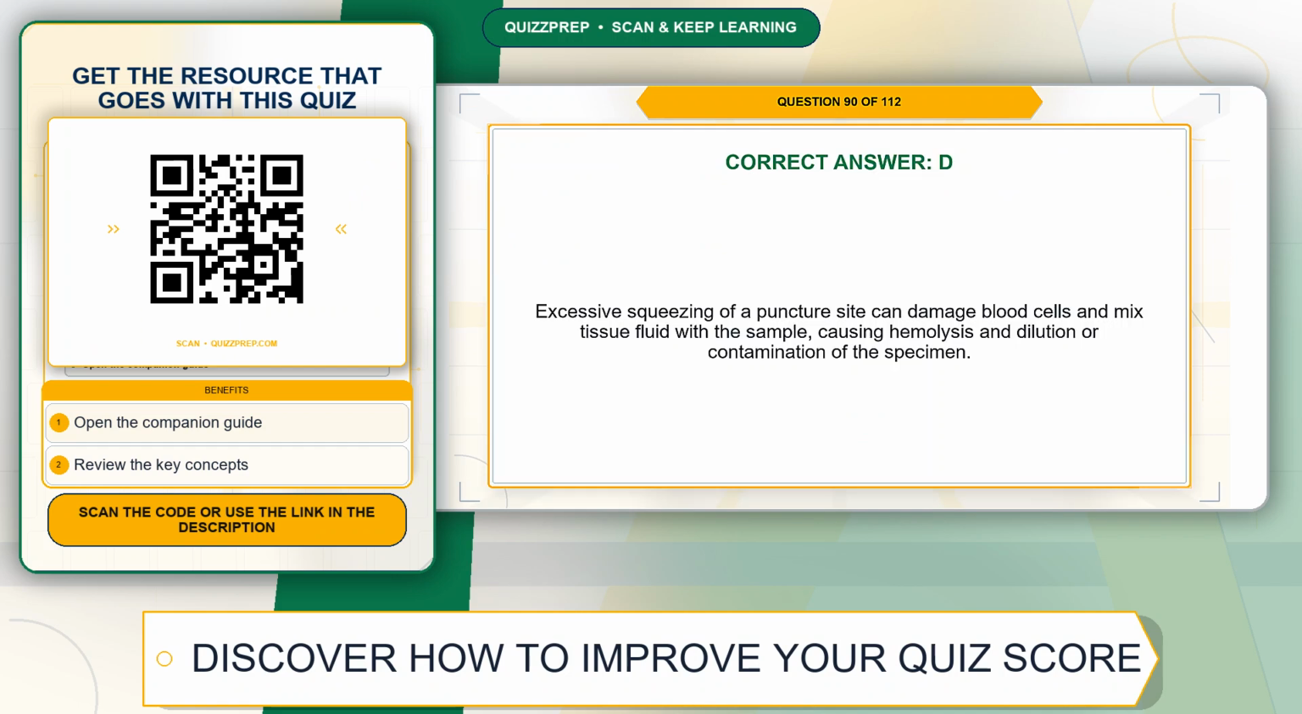Explanation. Excessive squeezing of a puncture site can damage blood cells and mix tissue fluid with the sample, causing hemolysis and dilution or contamination of the specimen.